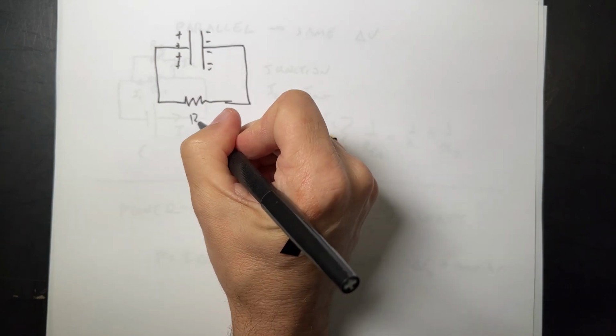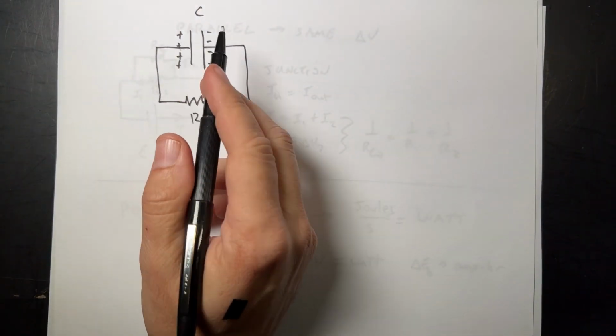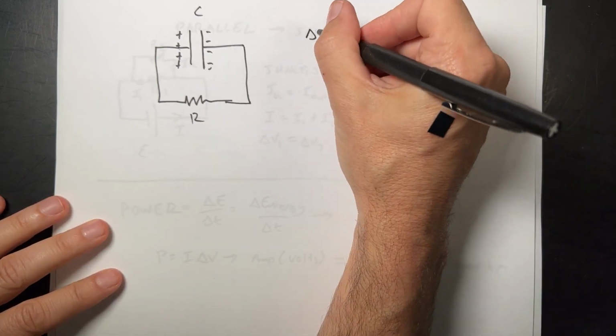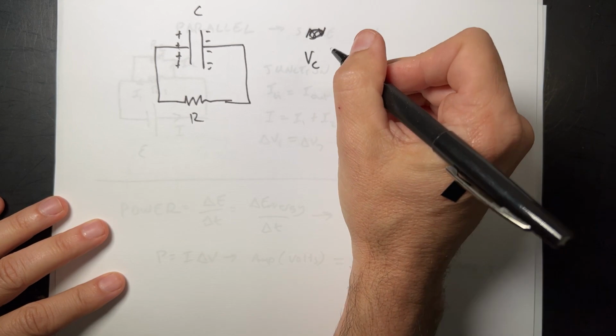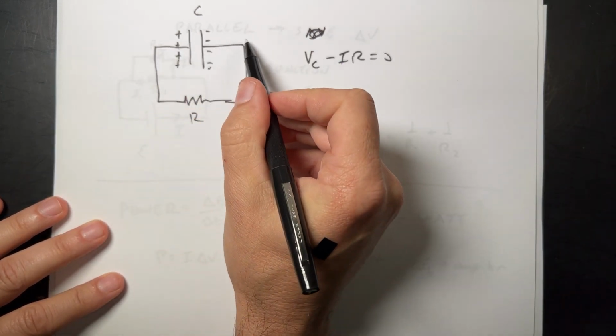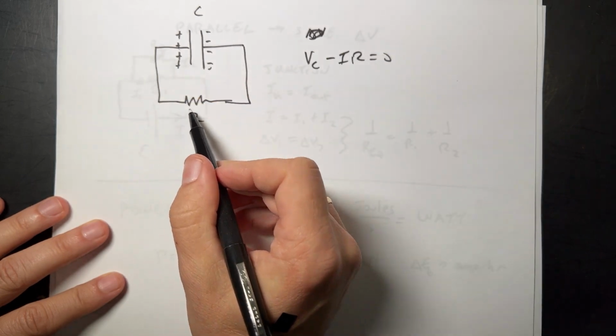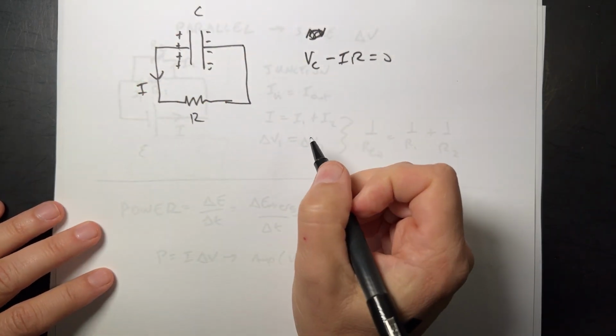So R, and this is capacitance C. If there's a charge on this, and there is a delta V, I could say delta V, let's just call it VC, the voltage across the capacitor, minus IR equals 0. That's just the loop rule, right? If I go this way, the current's going to be like that. If I go around the loop this way, I get that.